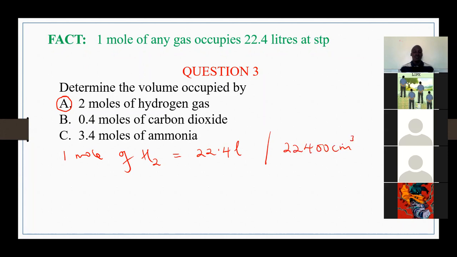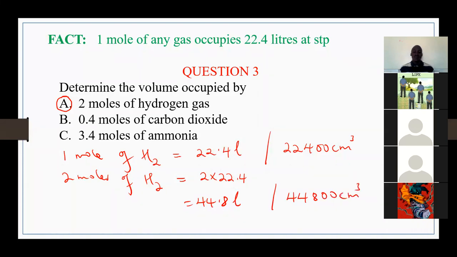That means 2 moles of hydrogen gas will occupy which volume? 2 times 22.4 is 44.8 liters, which is the same as 44,800 cubic centimeters. I hope all of you know that 1 liter is equal to 1,000 cubic centimeters. So that's how we have done part A, and we obtained the volume occupied by 2 moles of hydrogen as 44.8 liters.